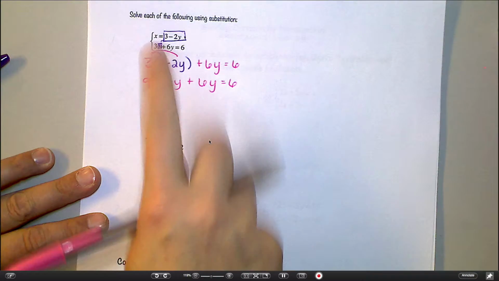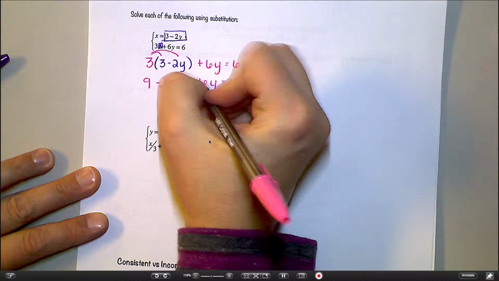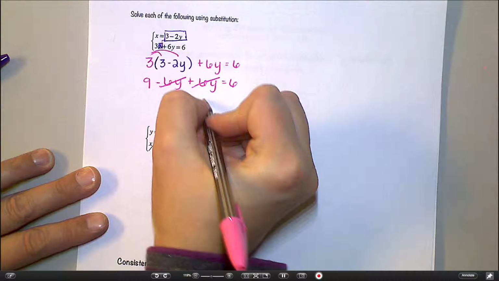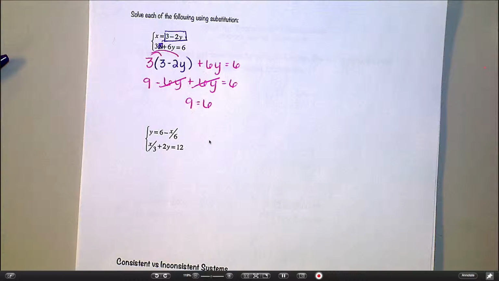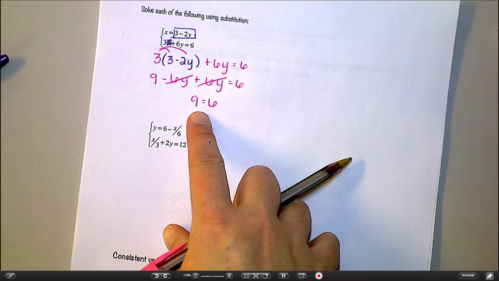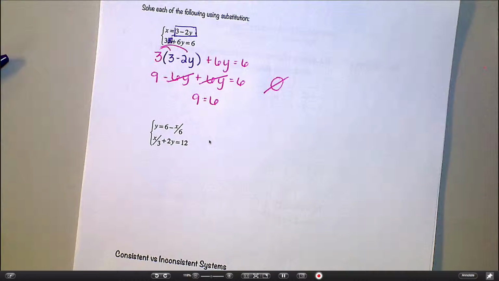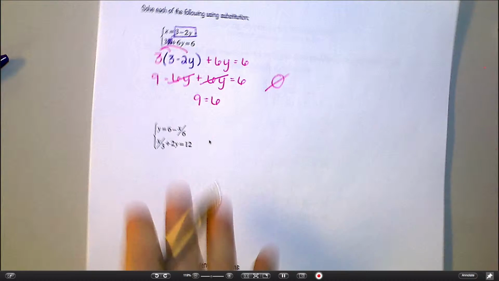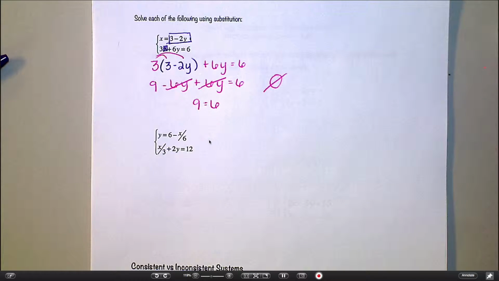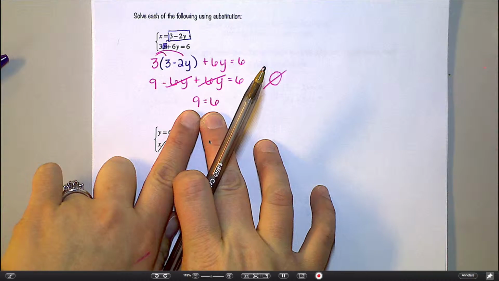And then when I go to combine like terms, do you see that these are going to cancel each other out? And you're left with 9 equals 6. What value of y would ever make 9 equal to 6? Nothing, okay? This is impossible because this came out to two different numbers that are not equal to each other. So this is a no solution, okay? If you come down to two numbers that are not equal to each other, it's no solution because there's no value of y that would make this sentence true.